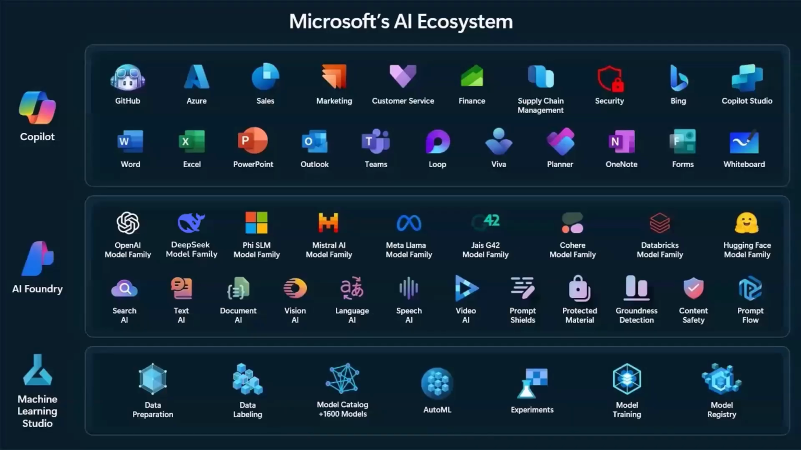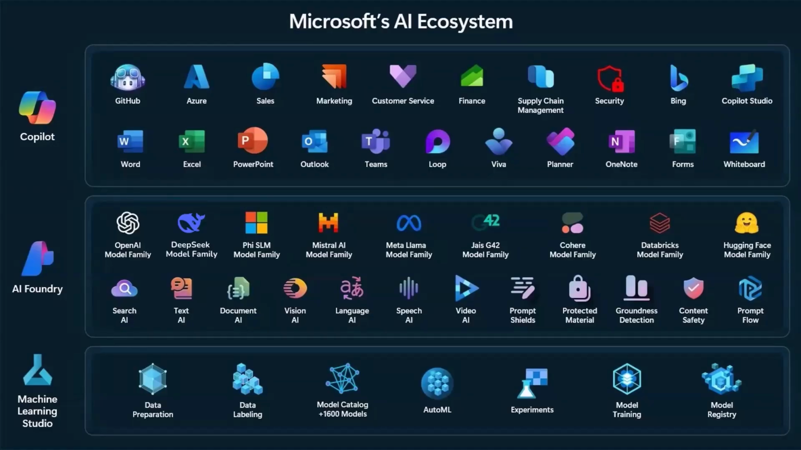So if you look at the Microsoft ecosystem in terms of AI, they have many Copilots, including GitHub Copilot, Copilot support in Microsoft Azure itself, and agents for sales, marketing, customer service, finance, supply chain management, and security. They have Bing Copilot as well. They even have Copilot Studio for building your own Copilot. If you come to the MS Office family, including MS Word, Excel, PowerPoint, Outlook, everywhere they have the Copilot, which helps you do various activities inside that.